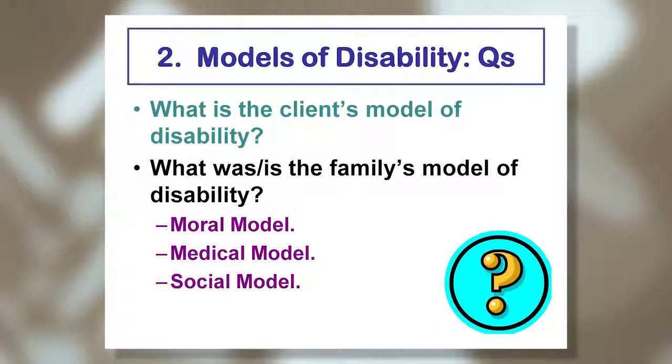The second area I want to talk about in disability affirmative therapy is about models of disability. What is the client's model or your model of disability? What is the therapist's model? And what was the family's model?